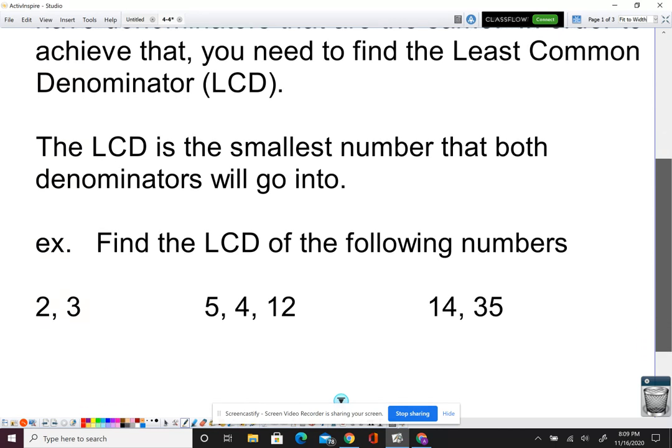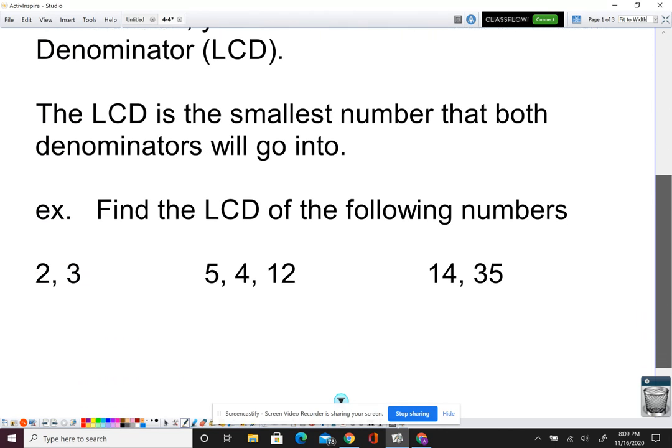So finding the LCD of the following numbers. Pretend that these numbers were our denominators. So we're going to find the least common denominator of these. Our least common denominator is going to be at least as large as our largest number. So 3 is our largest number. We check and see, does 2 go into 3? We know that it goes in there, but 1.5 times. It doesn't go in there for a whole number or an integer amount.